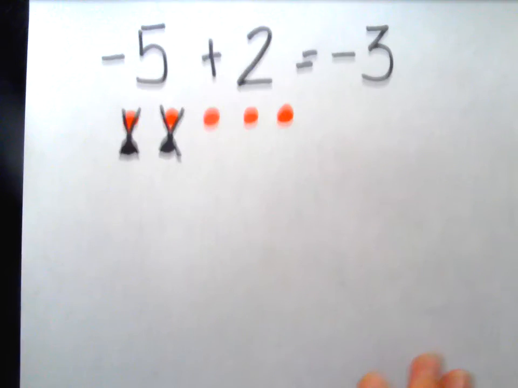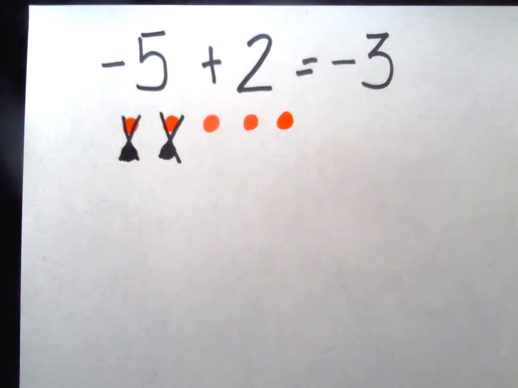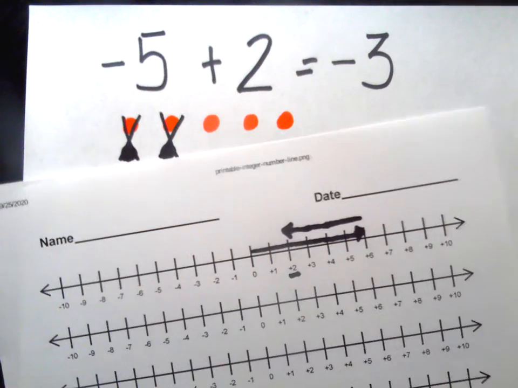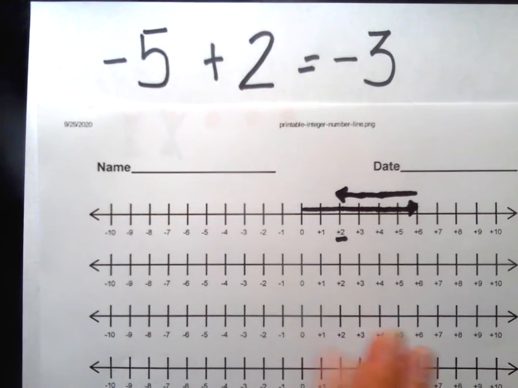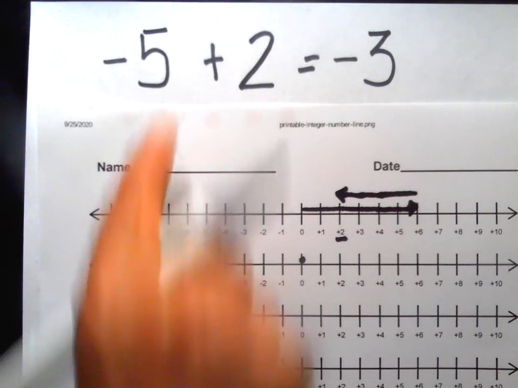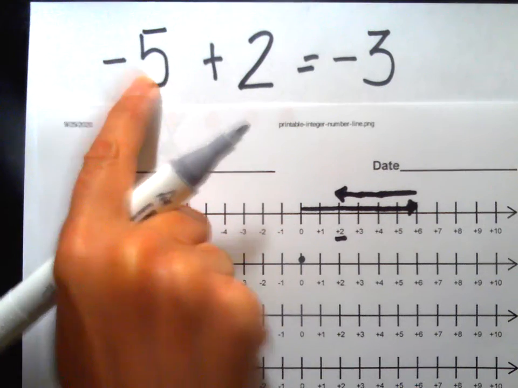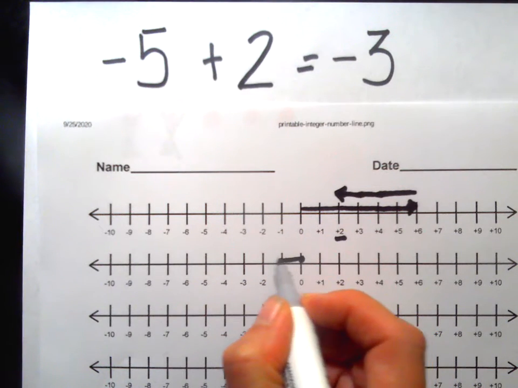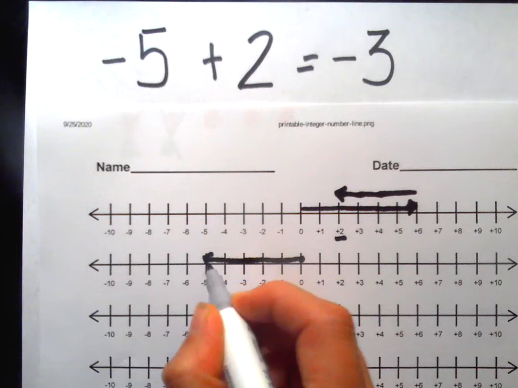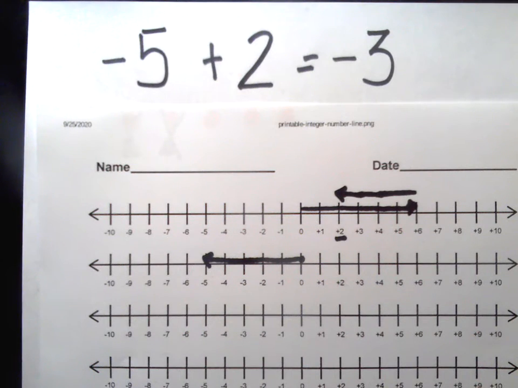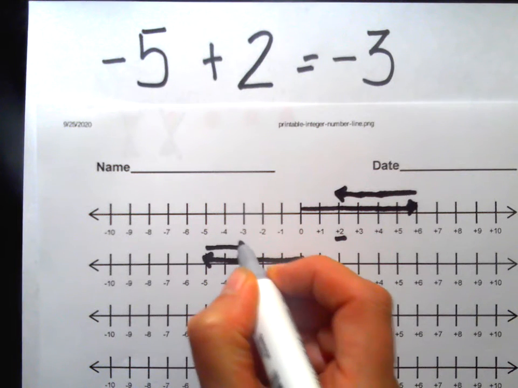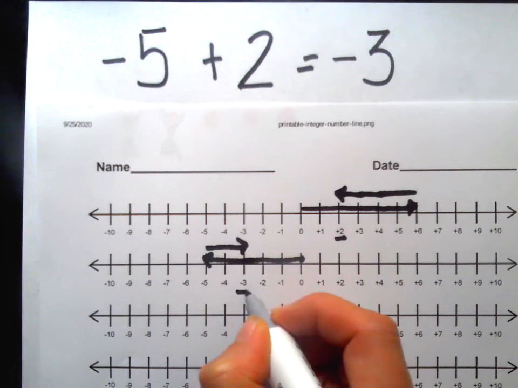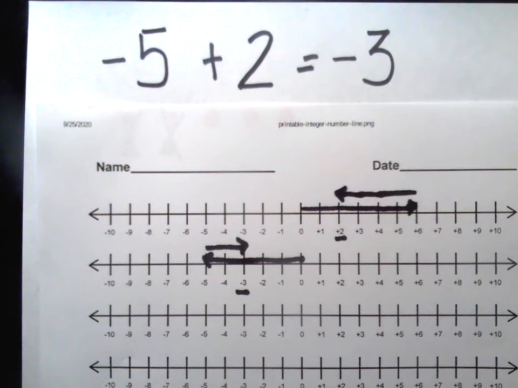is negative 3. If we were to look at this one on a number line, I would, as always, start at 0. I'm going to move to the left because that's a negative, 5 units. 1, 2, 3, 4, 5. And of course, I end up at negative 5. Then I have a positive number, so I'm going to move 2 to the right. 1, 2. And that leaves me at negative 3.